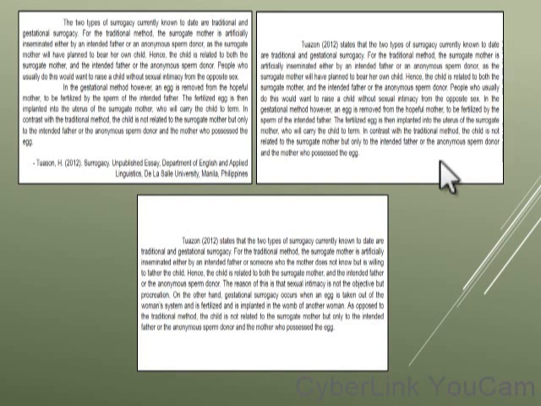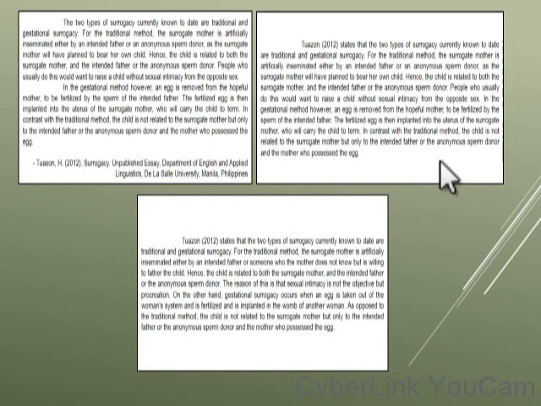In the gestational method, however, an egg is removed from the hopeful mother to be fertilized by the sperm of the intended father. The fertilized egg is then implanted into the uterus of the surrogate mother, who will carry the child to term. In contrast, with the traditional method, the child is not related to the surrogate mother, but only to the intended father or the anonymous sperm donor in the mother who possessed the child.